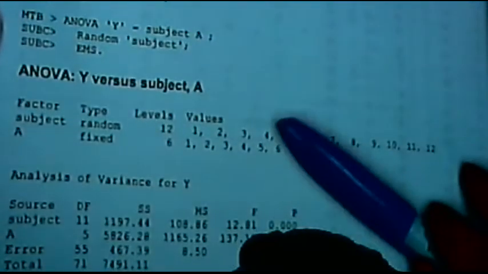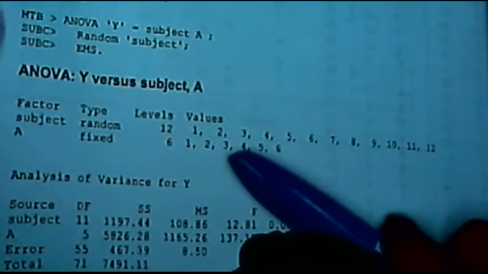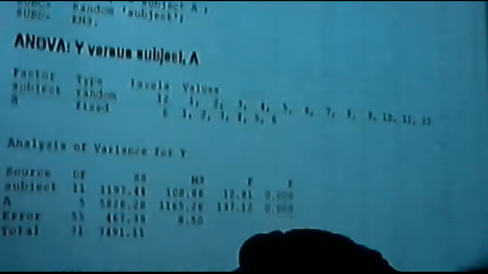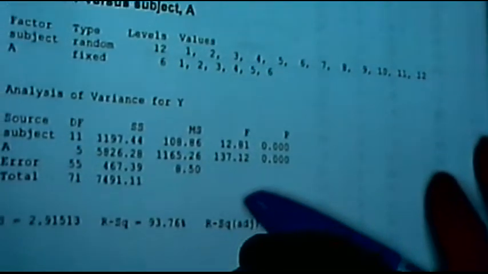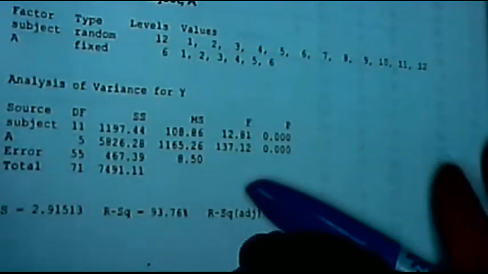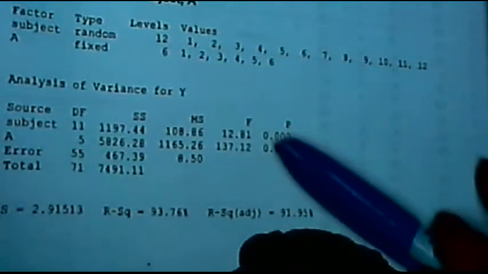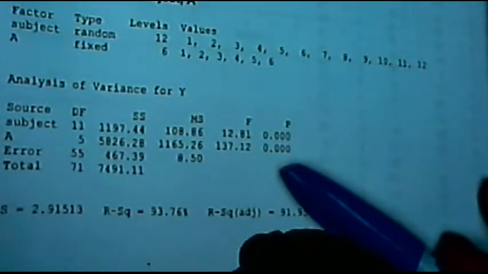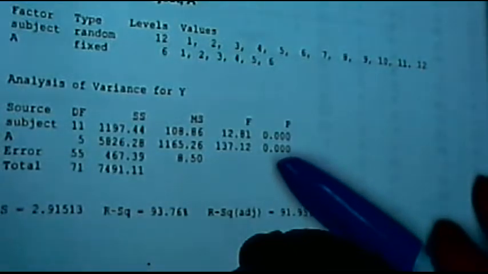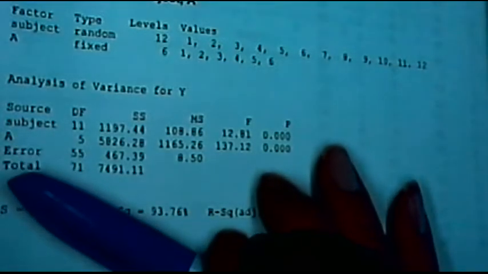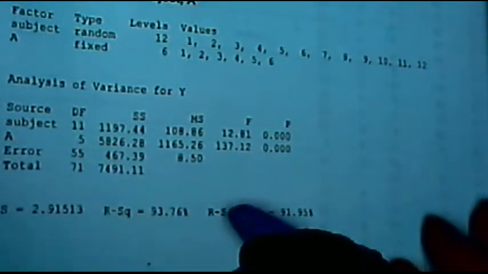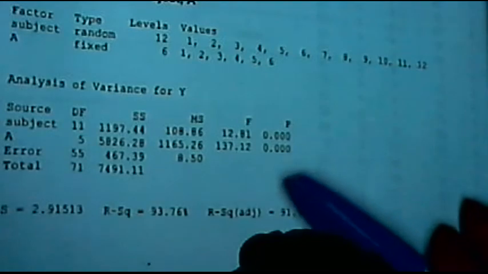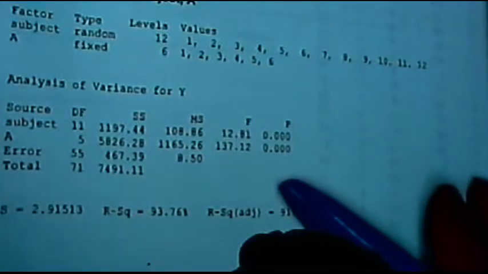Okay, so here's the standard Minitab output. Here's the ANOVA table right here. And this isn't very interesting because the F statistics are so big, the p-values are so small, essentially 0, so we're going to be rejecting H naught about no A effect. We're going to be rejecting H naught about no subject effect. So that's kind of obvious when you look at the ANOVA table, what conclusions we should make.